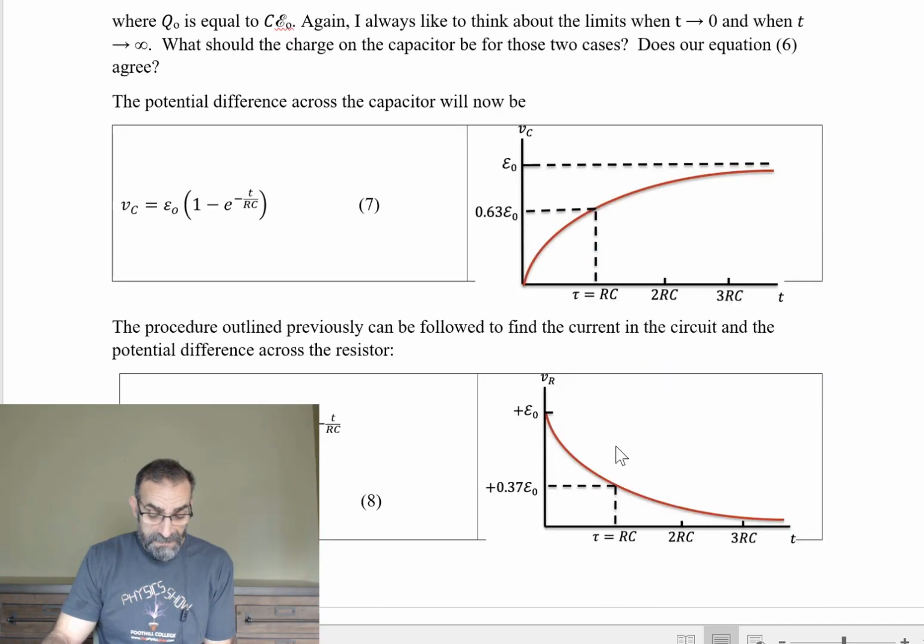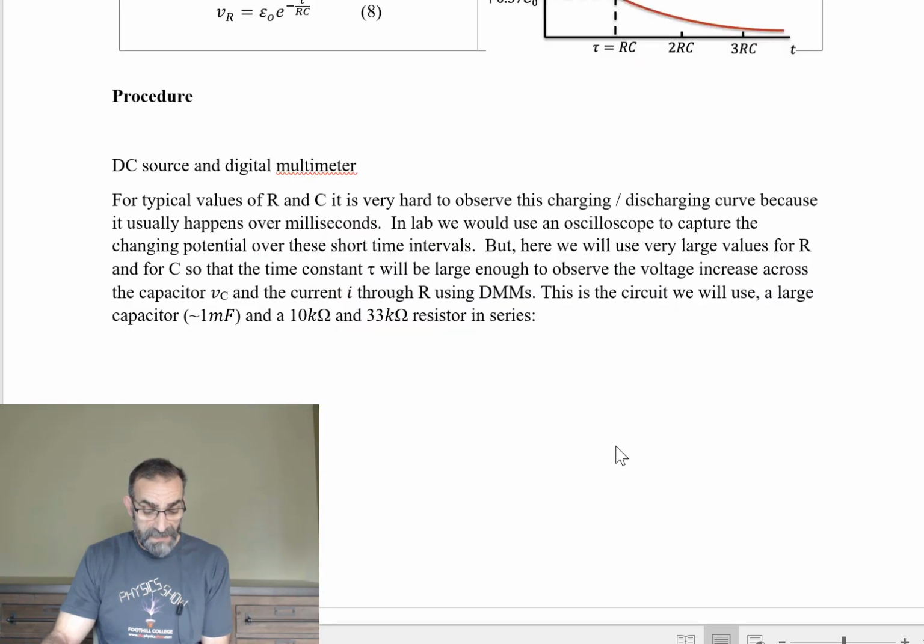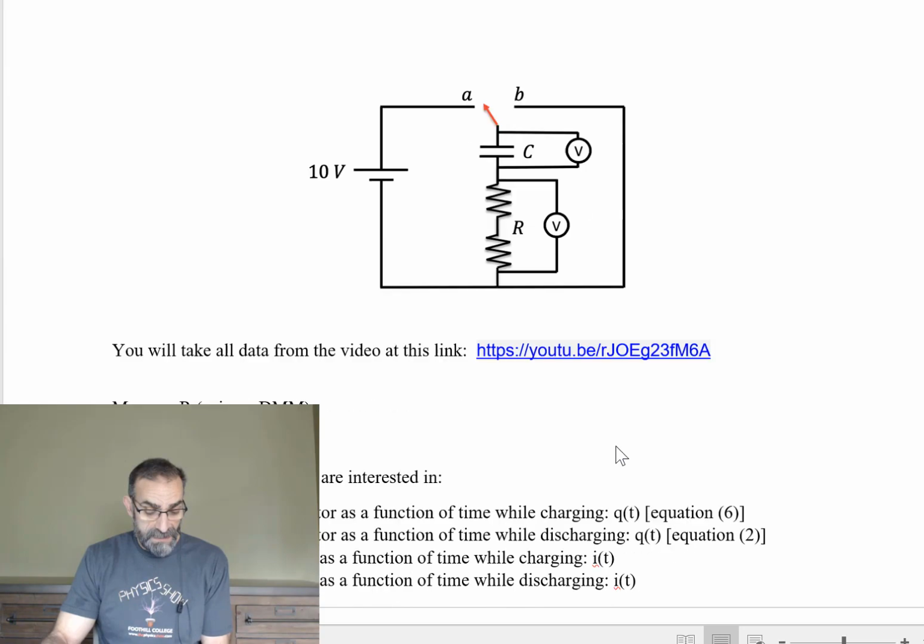So what are we going to do today? We're going to measure the time constant of a circuit, and we're going to do it using 3 different methods.